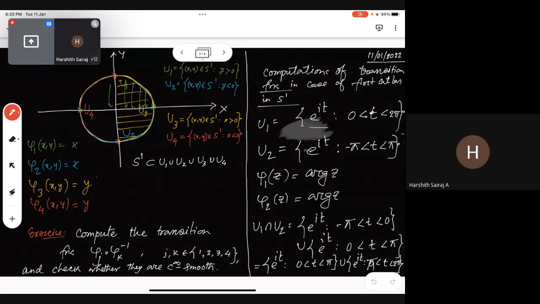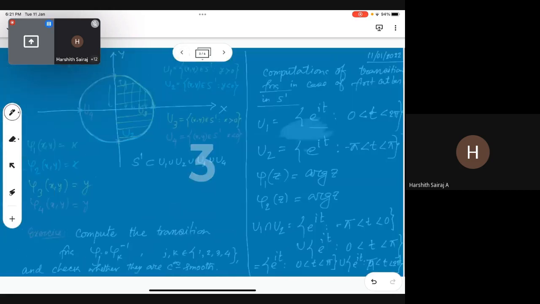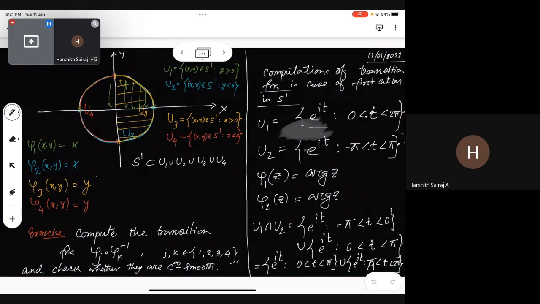When you are on U1, you have this phi 1 z is arg z, right? But arg z now moves from 0 less than arg z less than 2 pi, right? It moves from U1. So it is all perfectly well defined, right? When you are looking at phi 1, you need to look at the second part. Okay, sir, got it. And when you look at U2, you need to look at the first part.